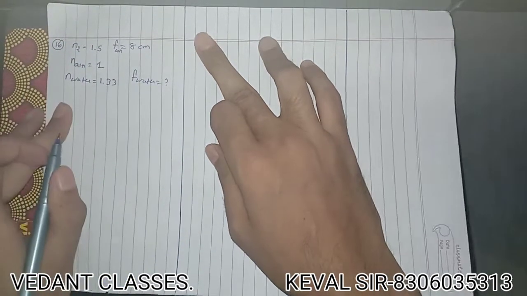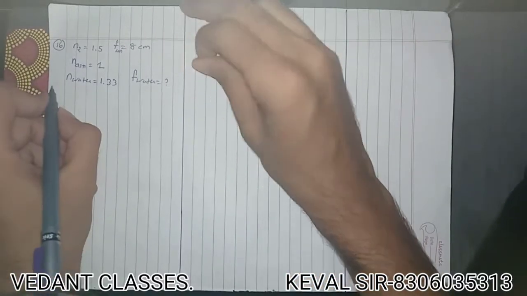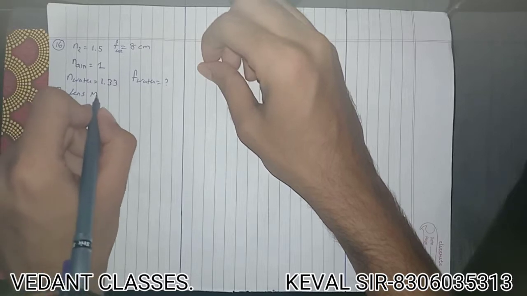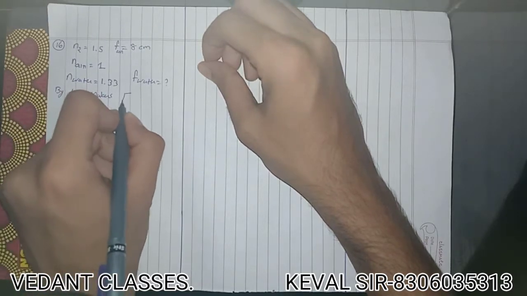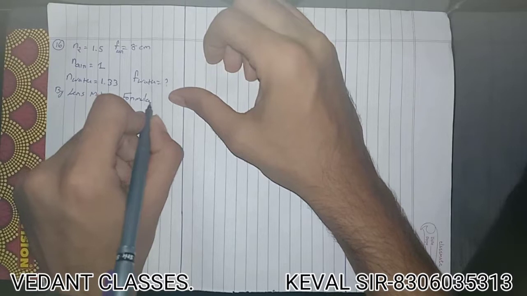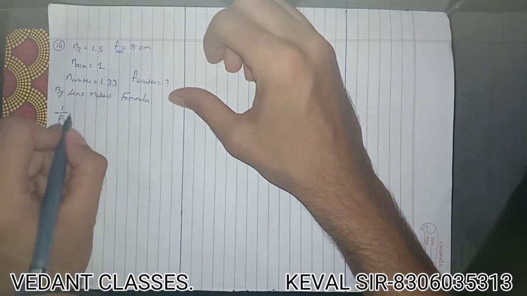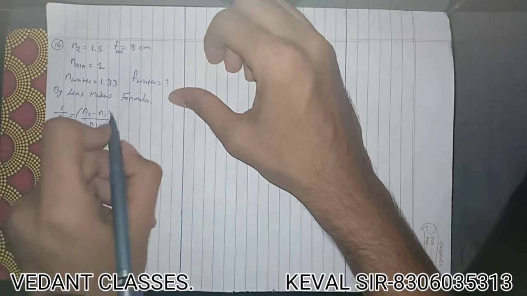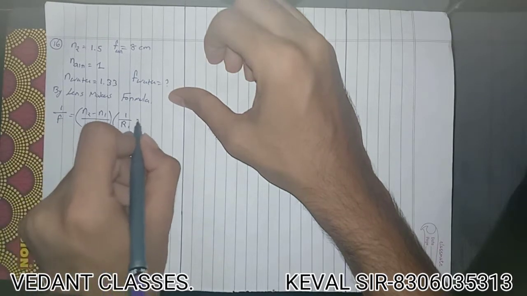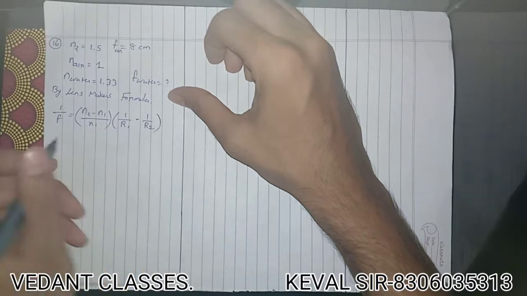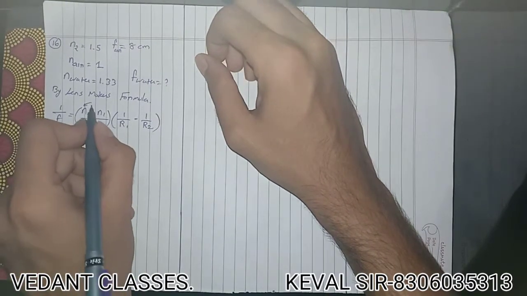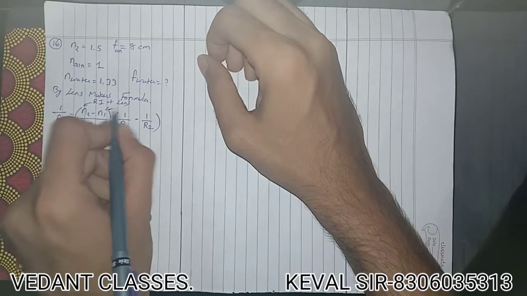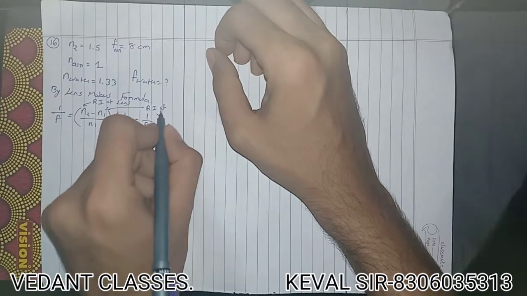This kind of question can be solved using the lens maker's formula. Now see, lens maker's formula is 1 by f is equal to (n2 minus n1) upon n1, in bracket 1 by r1 minus 1 by r2. This is the lens maker's formula. Here n2 is the refractive index of the lens, and n1 is the refractive index of the surrounding medium.